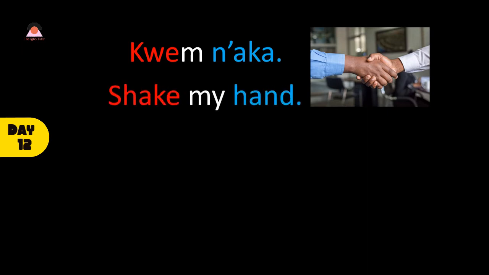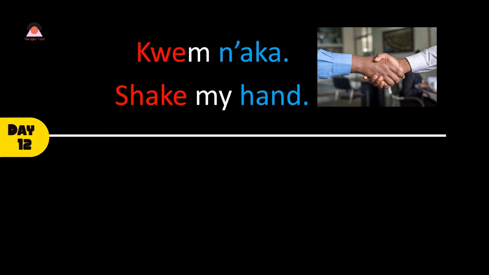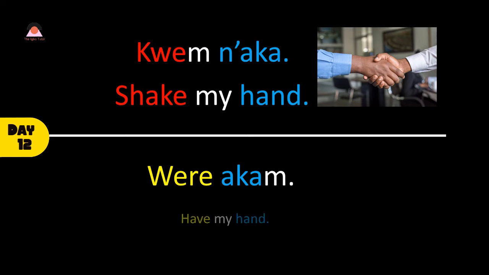Kwem n'aka, which means shake my hand. That is what we do in Igbo land. That's how we welcome visitors. Kwem n'aka. And when we tell you this, what is the response we're expecting from you? You will say, were akam. Some people will just say, were aka, which means, have my hand. Were akam or were aka, have my hand.